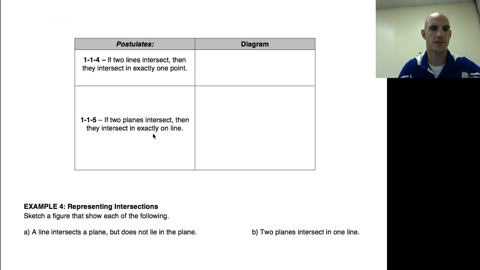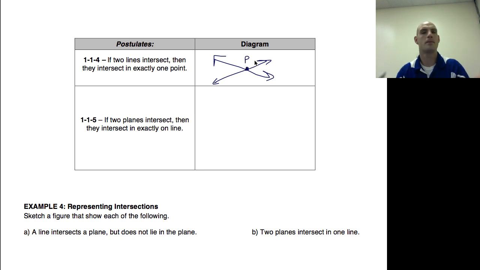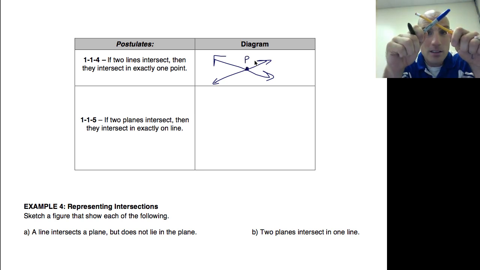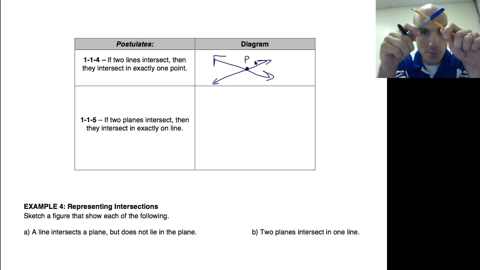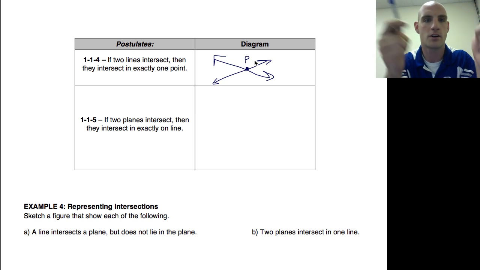Let's look at a couple of postulates. If two lines intersect, then they intersect at exactly 1 point. Well, look at this. Guys, look at it. If they cross at the point P, these two pens, the pen and the pencil, cross at exactly 1 point. Well, they're not touching at 2 points because they're straight lines, okay?